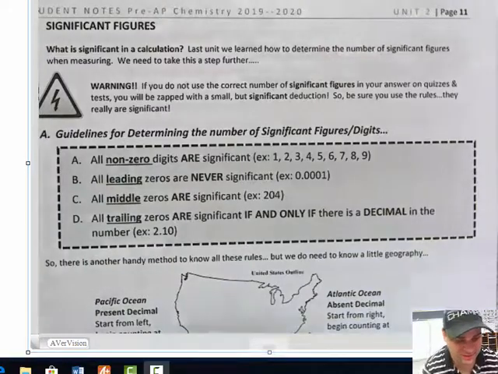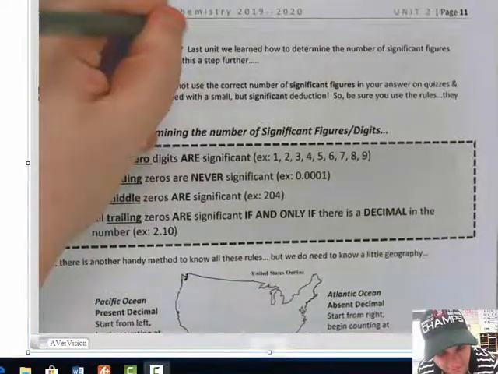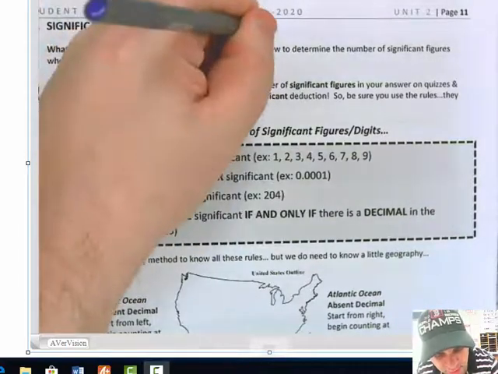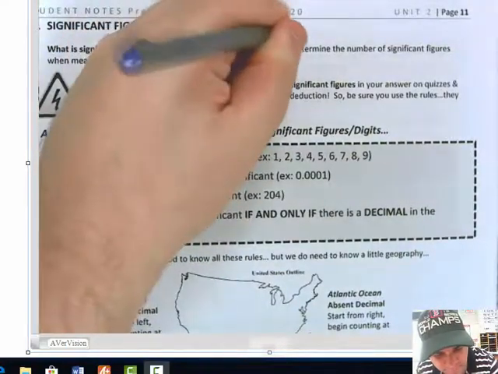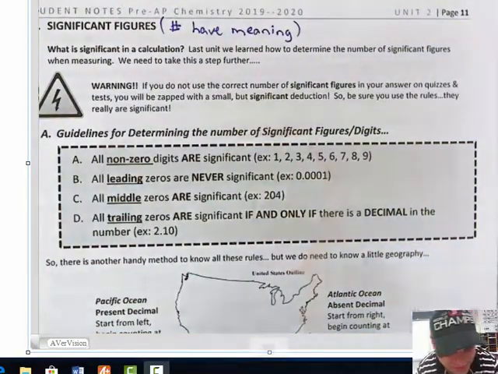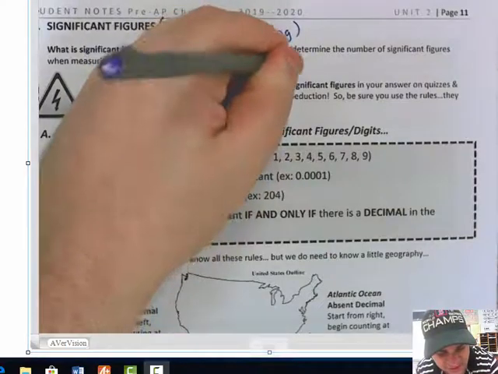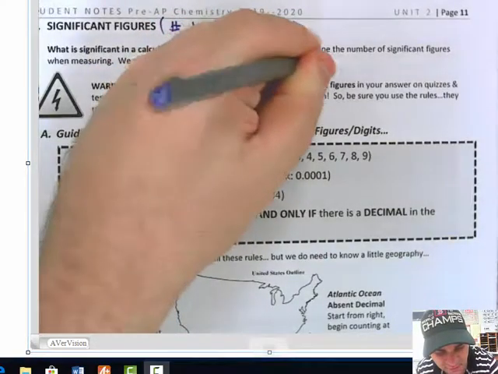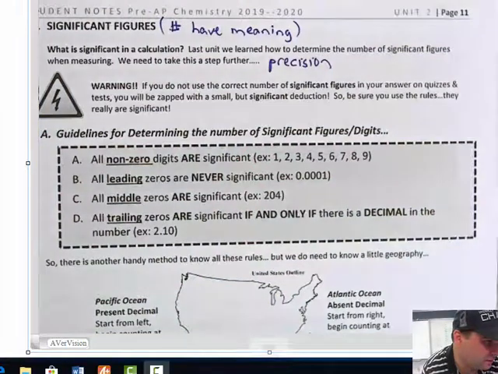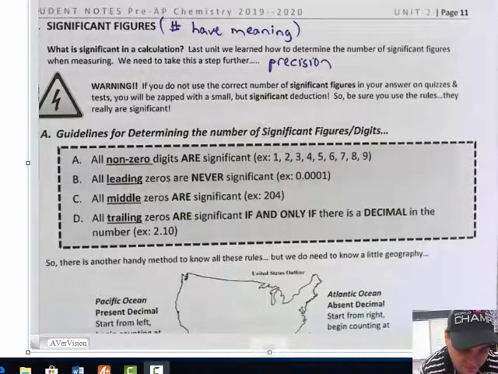What are significant figures? These are numbers that have meaning. In other words, there are numbers that are significant. This all has to do with the precision of your measurements. That's why significant figures are important. If you do not use significant figures on your calculations, there will be a significant deduction on your quiz.